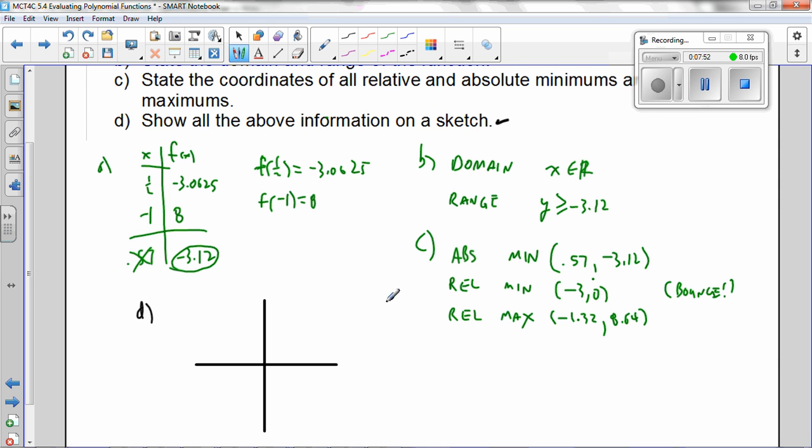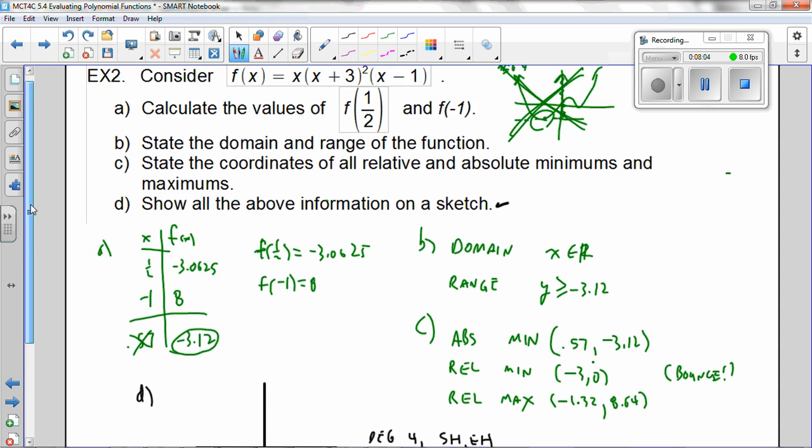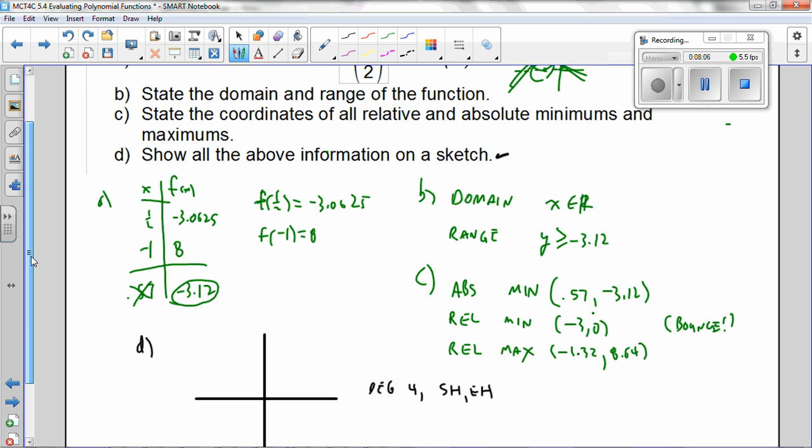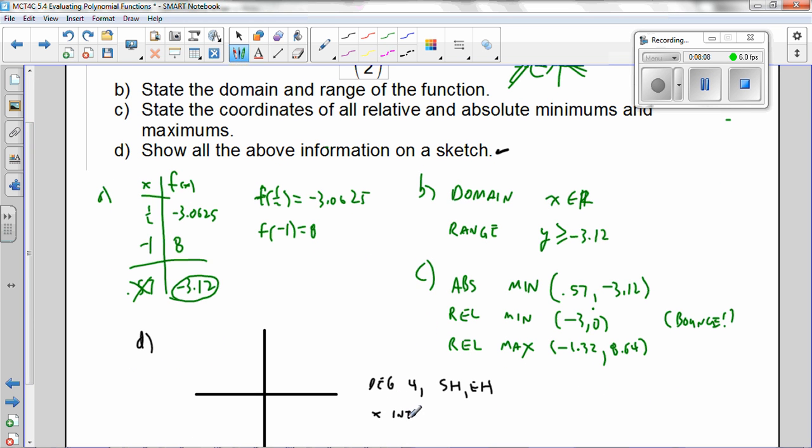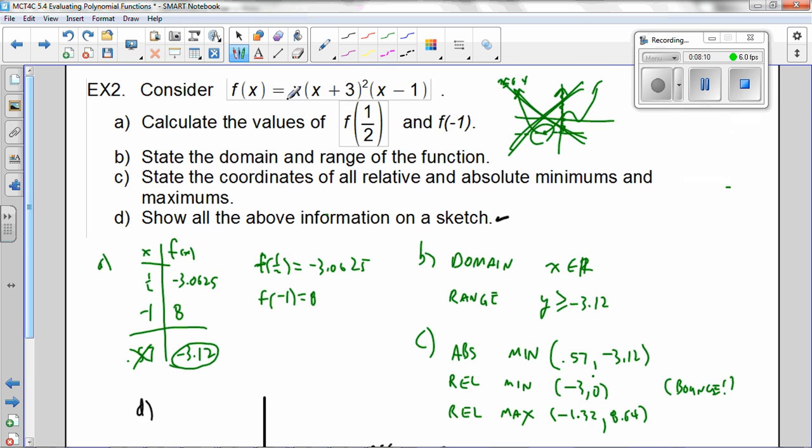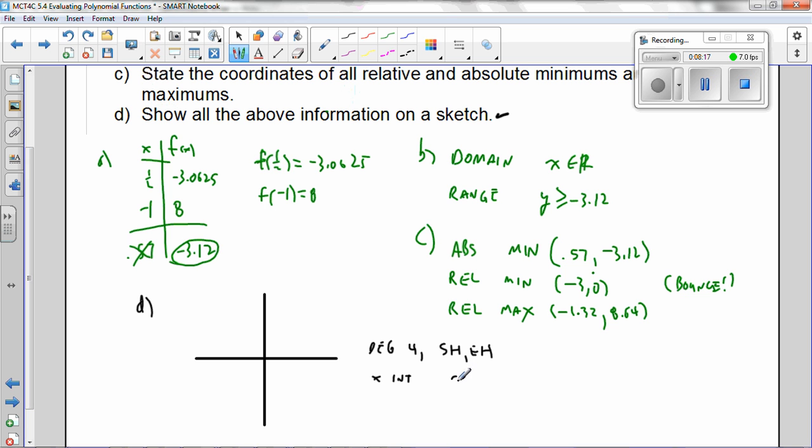Well, I know it's degree 4. It starts high and ends high because the leading coefficient is positive. And I know the x-intercepts are at 0, minus 3 is a bounce, and 1 is a slash.